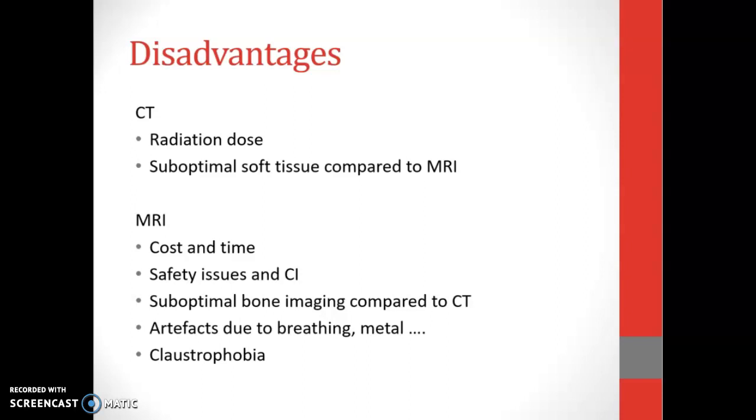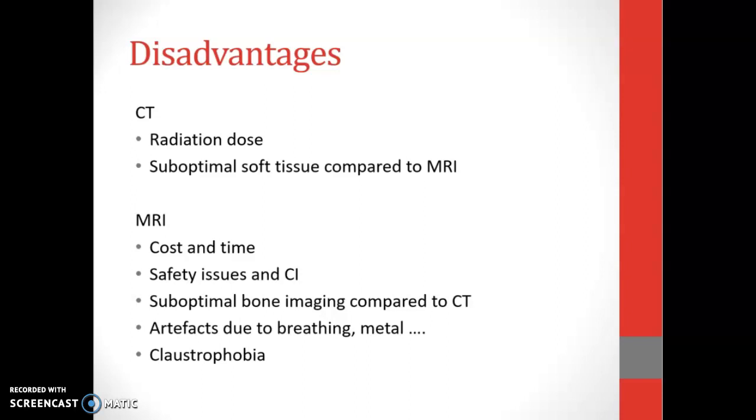CT is suboptimal for soft tissue when compared with MRI. So it doesn't give very much detail when you're looking at soft tissue, but on the contrary, gives excellent detail in terms of bone. Thinking about the MRI scan, it gives excellent detail in terms of soft tissue, but really poor detail in relation to bone.